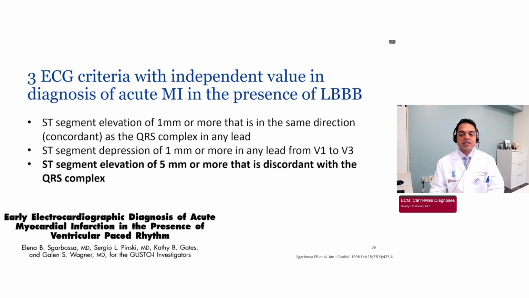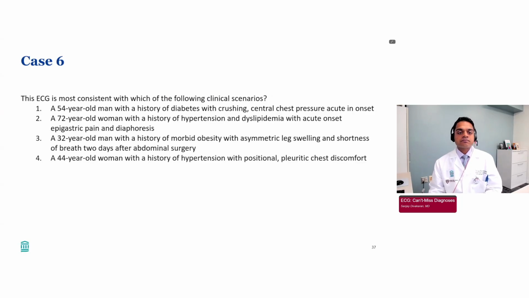Case 6. This ECG is most consistent with which of the following clinical scenarios? One, a 54-year-old man with a history of diabetes and crushing central chest pressure, acute in onset. Two, a 72-year-old woman with a history of hypertension and dyslipidemia with acute onset epigastric pain and diaphoresis. Three, a 32-year-old man with morbid obesity and asymmetric leg swelling and shortness of breath 2 days after abdominal surgery. Or four, a 44-year-old woman with a history of hypertension with positional pleuritic chest discomfort.